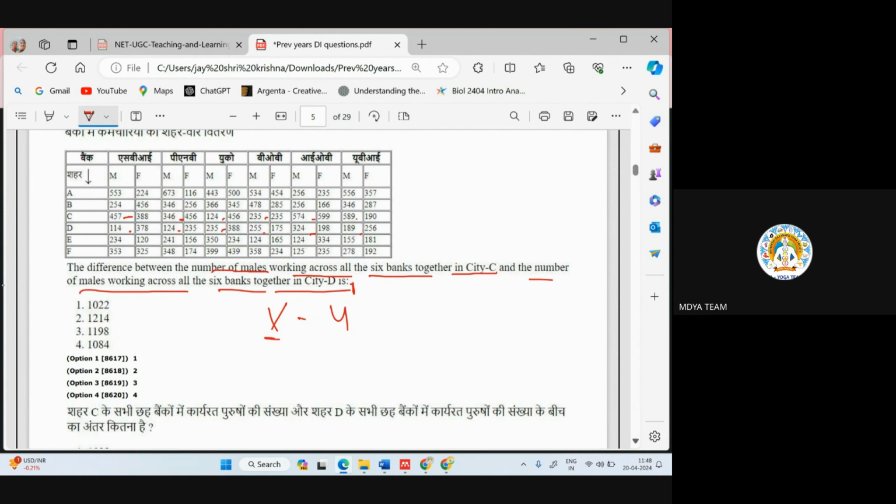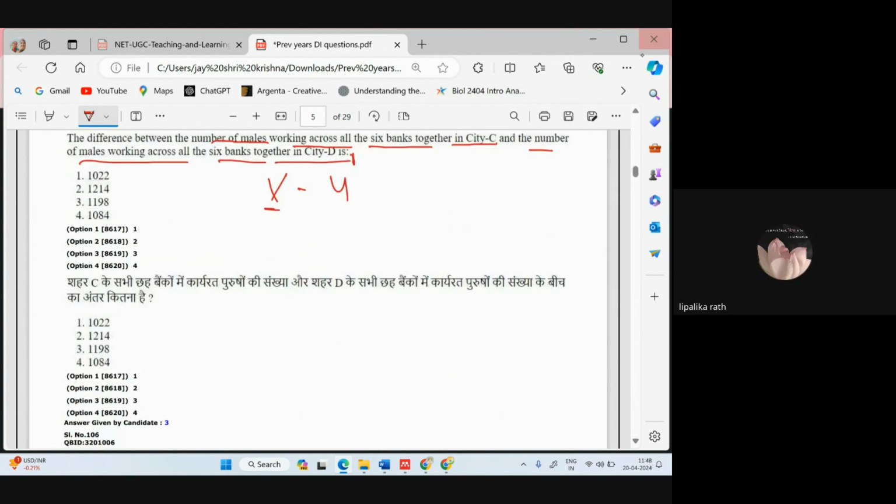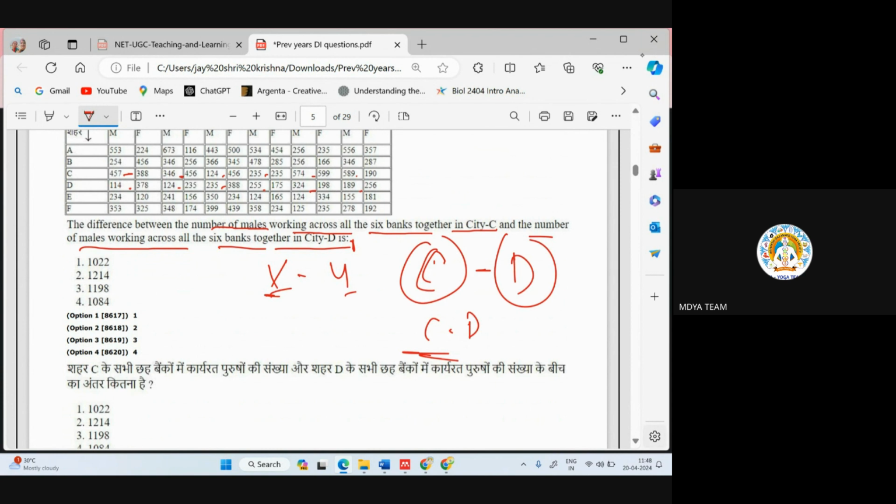Understood? Then, sir, we will deduct from city C to city D. You will just minus this value. Yes, sir. For example, from all the banks in C you get the number of males in C, and from D you get the number of males in D. So C minus D you have to do. Okay. Yes, sir. Got it.